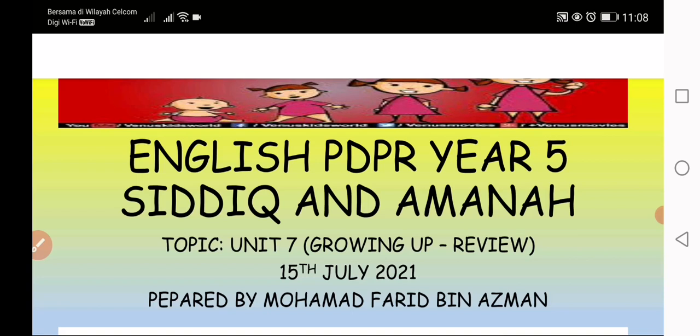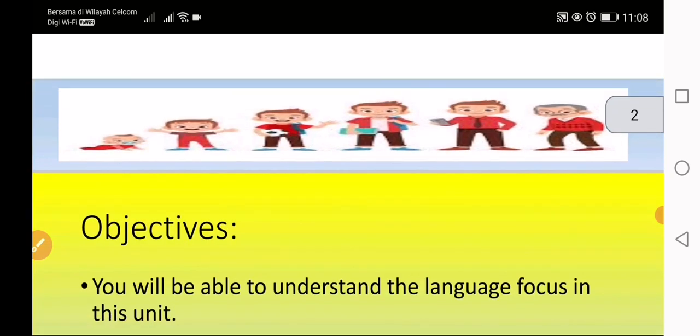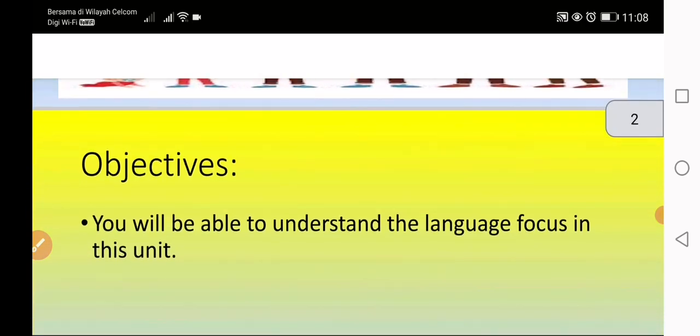As for today, actually we have finished Unit 7. Okay, we have finished Unit 7 and as for that, I want to do a review of what we have learned throughout the units. Kita nak buat ulang kaji lah, revision apa yang kita dah belajar dalam unit 7 ni. Okay, right, so we look at the first one. We look at the objective first.